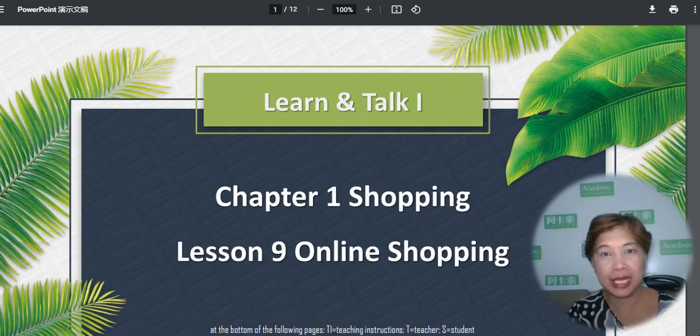What we have here right now is the Learn and Talk lesson material. This lesson is usually used by the working adult. I think this is the favorite material. We have to remember that this material is composed of 12 pages. Of course, this one is the first page.